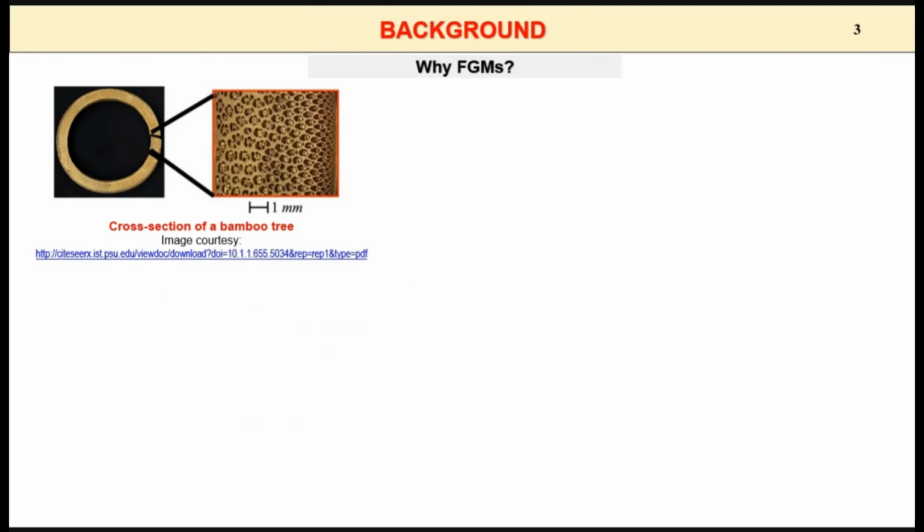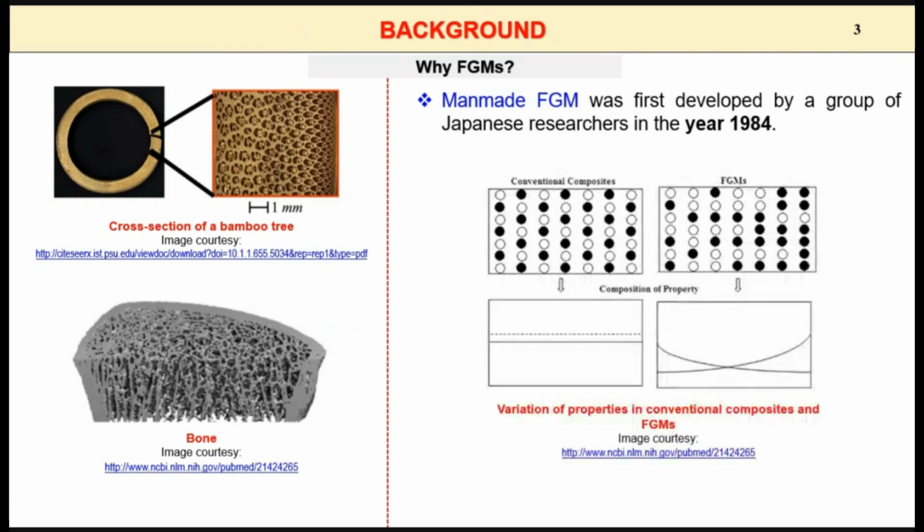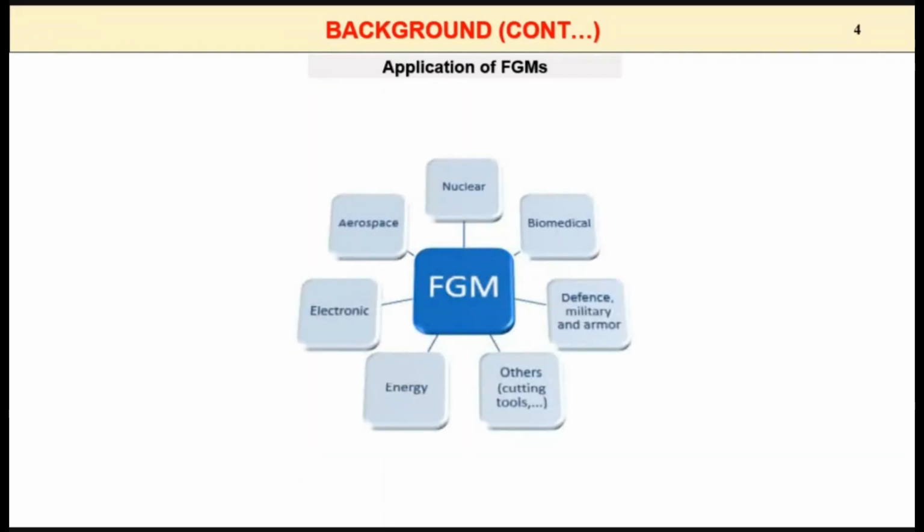Now, the man-made FGM was first developed by Japanese researchers in 1984. If we take the example of a composite material, the material properties are constant, but functionally graded, as the name suggests, means we are using some function, and gradation in the domain can be done with the help of the function, and we are getting continuous effective properties. FGM is widely used in engineering practices ranging from nuclear, aerospace, electronic, and many more.